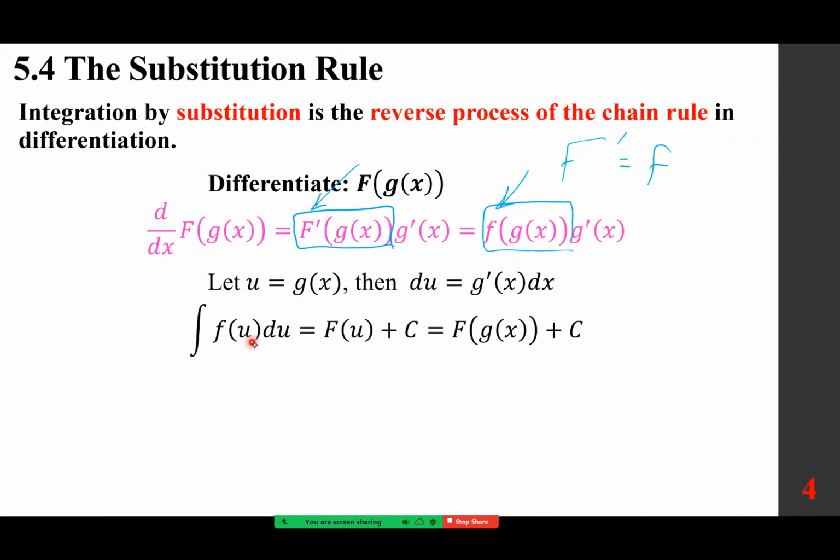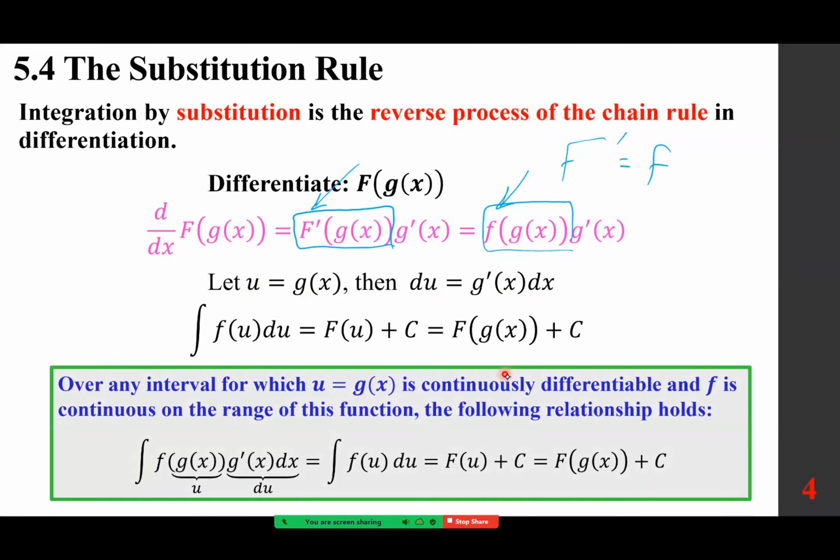So the integral of f of u du is capital F of u plus c, where u is g of x. So here's the theorem. Over any interval for which u equals g of x is continuously differentiable and f is continuous on the range of this function, the following relationship holds. The integral of f of g of x times g prime of x dx, this part is du. Then this is f of u, and this whole thing is du. This is capital F of u plus c, where u is g of x.